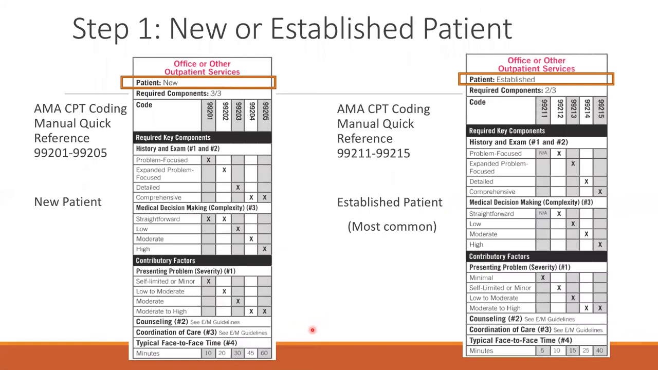Now, this is AMA's cheat sheet guide that I've always had taped to my computer when I was practicing as a resident with Zach Roscoe. And I encourage everyone to get familiar with it and use it.